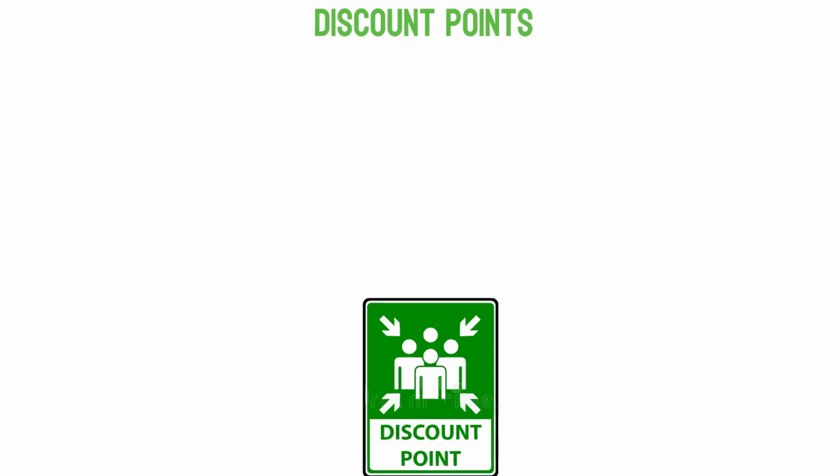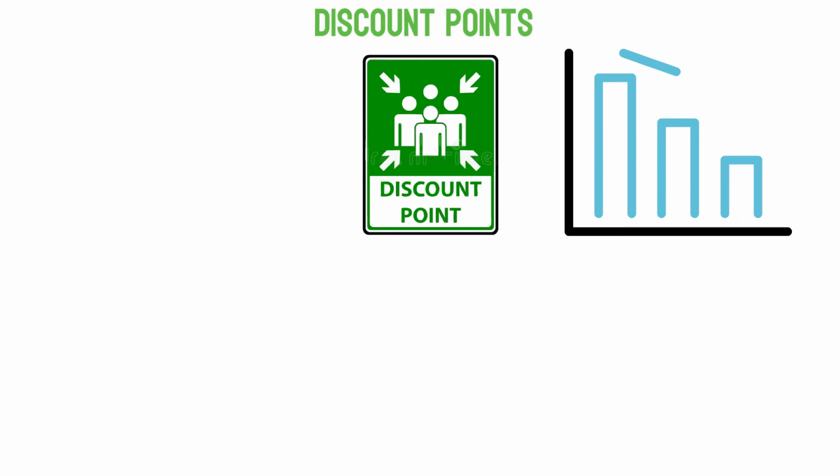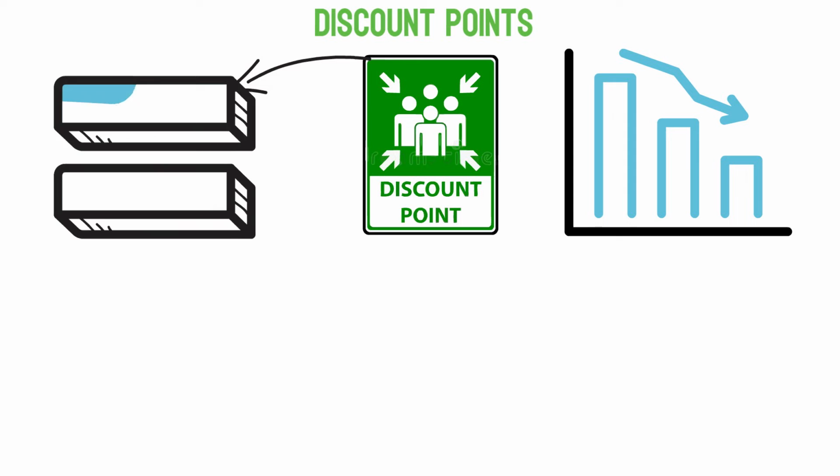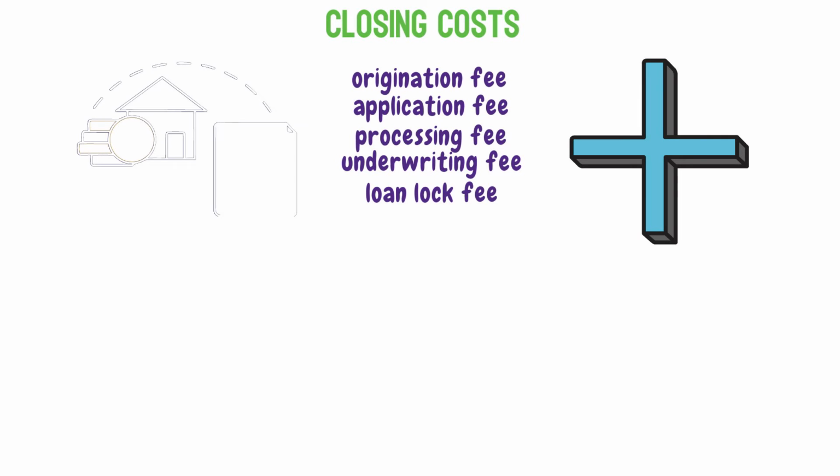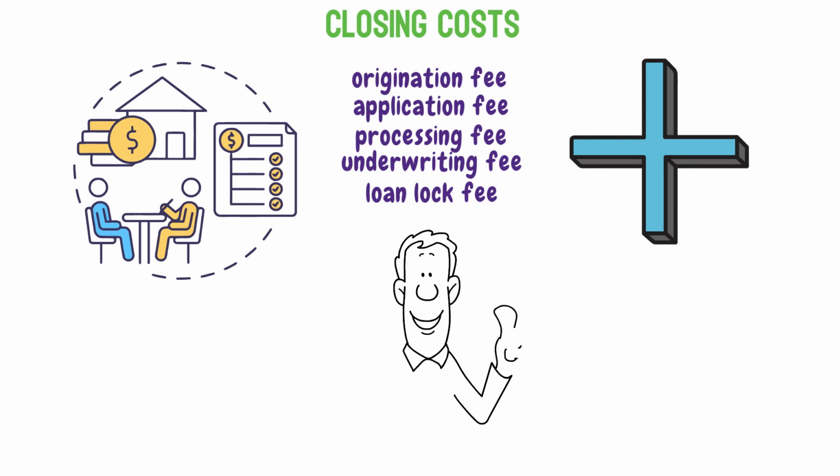Discount points. Part of the loan, known as a discount point, may be due at closing to help buy down the mortgage interest rate. One discount point equals 1% of the mortgage amount and may reduce the interest rate by 0.125 to 0.25%. For example, 2 points on a $200,000 mortgage are 2% of the loan amount, or $4,000. Closing costs. In addition to the loan origination fee, an application fee, processing fee, underwriting fee, loan lock fee, and other fees charged by lenders are paid during closing. Because these closing costs may vary by lender, the fees are explained up front in the Good Faith Estimate (GFE).